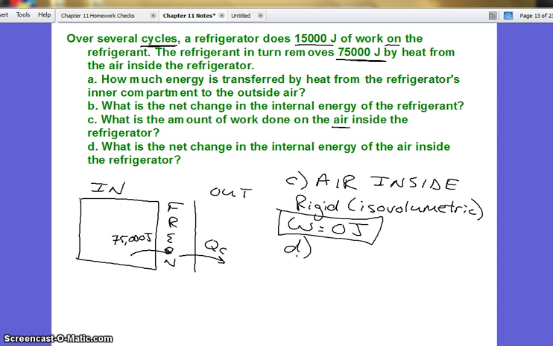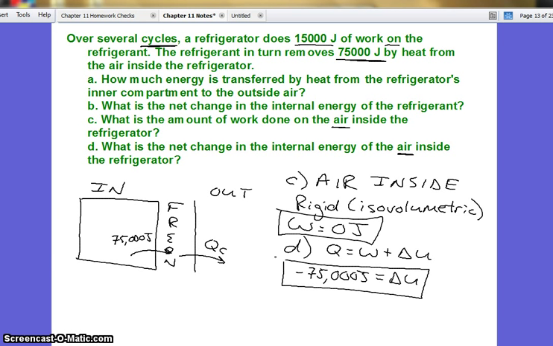For letter D, it asks, what is the net change in internal energy of the air inside the refrigerator? So again, we're talking about the air. We go to our first law of thermodynamics. We see from part C that the work is 0, so the heat is simply equal to the change in internal energy. Now, there is no heat being added, only 75,000 joules is removed. So the heat is negative in this case, and negative 75,000 joules is equal to the change in internal energy.